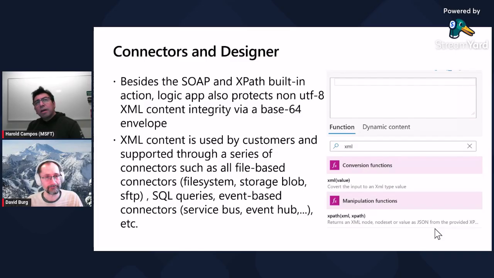Thank you, David. And this XML content is used by customers and supported through a series of connectors. So as we can see here, we provide XML conversion functions to convert the input to an XML type value, and we also provide an XPath manipulation function. Would you say that customers choose this path? What would be the benefits of choosing this path versus doing the parse/compose for the XML value, the conversion at least? This is a quick inline operation.